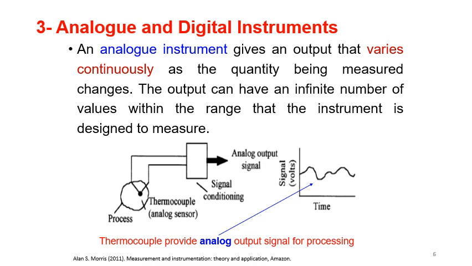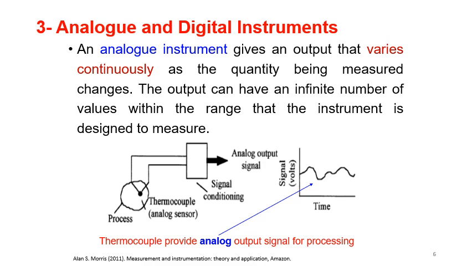Analog and digital instruments. Another kind of classification, we can put all the sensors or all the instruments under the category of analog or digital. What is analog first of all? Analog is when the instrument is producing an analog signal on the output proportional to the measured value.